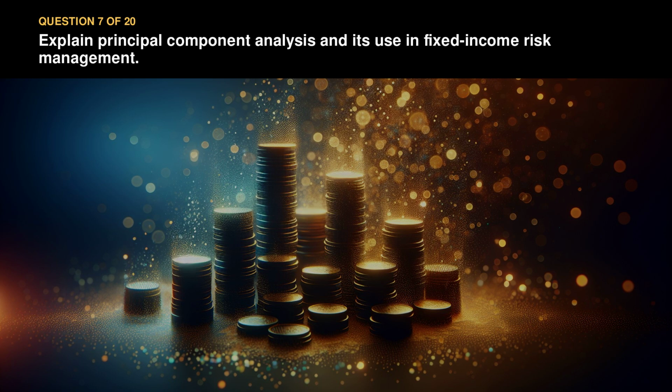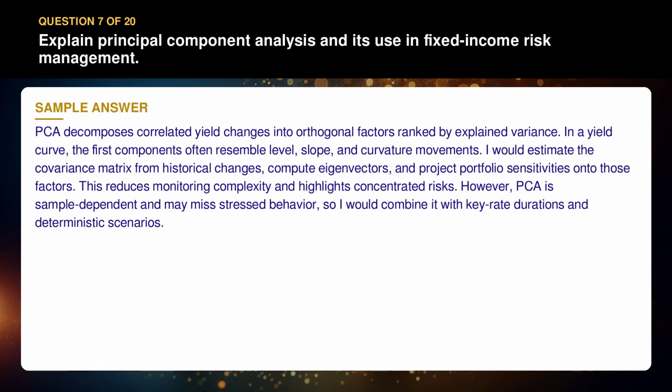Question 7. Explain principal component analysis and its use in fixed income risk management. PCA decomposes correlated yield changes into orthogonal factors ranked by explained variance. In a yield curve, the first components often resemble level, slope, and curvature movements. I would estimate the covariance matrix from historical changes, compute eigenvectors, and project portfolio sensitivities onto those factors. This reduces monitoring complexity and highlights concentrated risks.